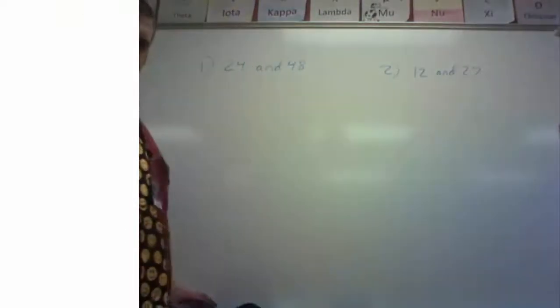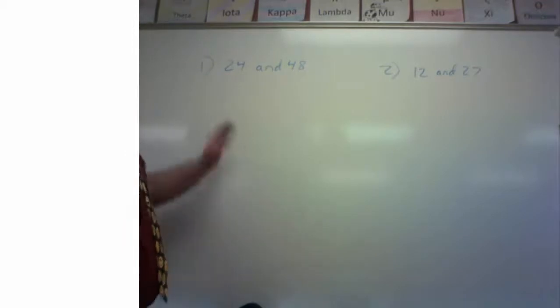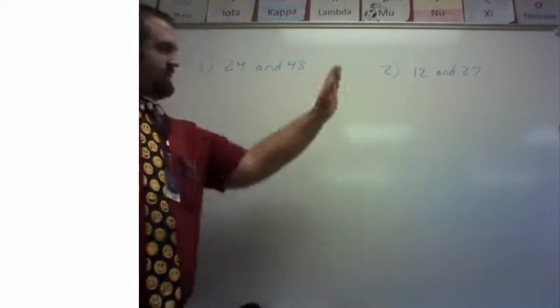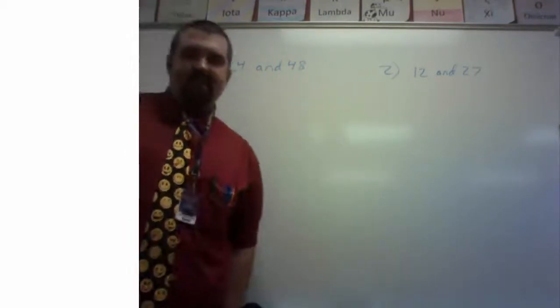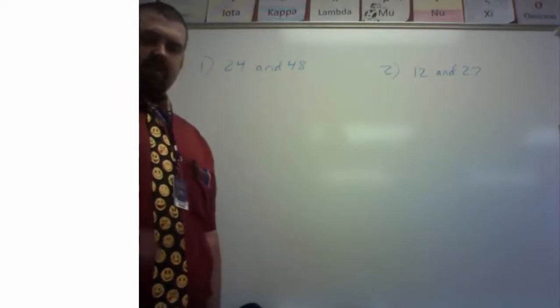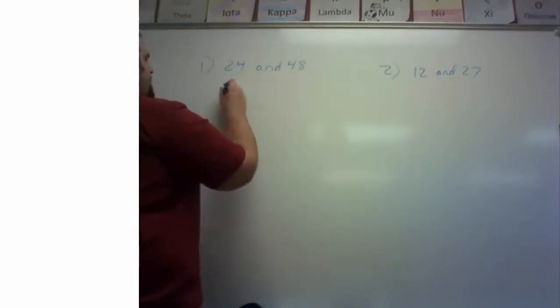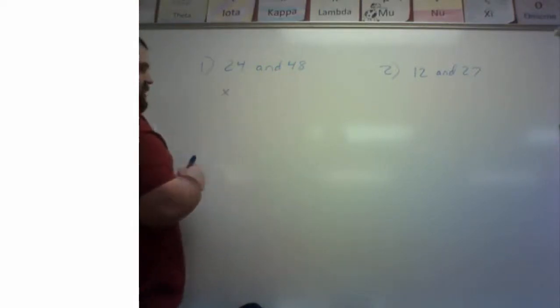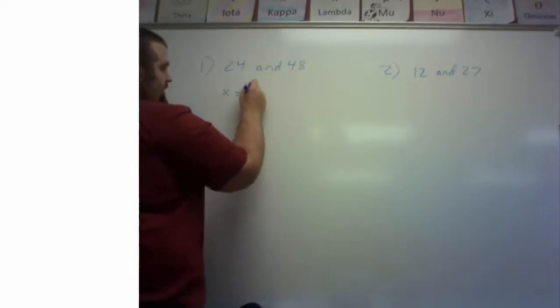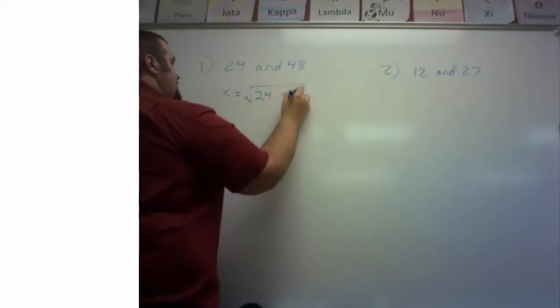Alright, this says find the geometric mean of two numbers. The first one they want me to do 24 and 48. The second one they want me to do 12 and 27. Now because I'm dealing with radicals, I'm going to do that weird thing where I try to get a number outside of the radical. So if I look here, my geometric mean is going to be x equals the square root of my two numbers, 24 times 48.